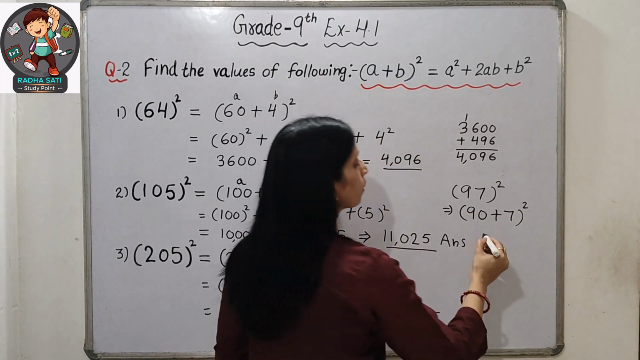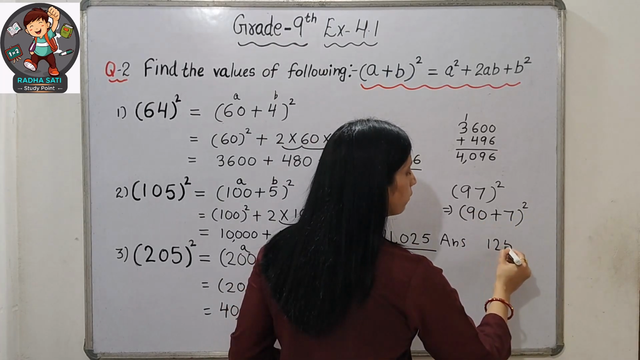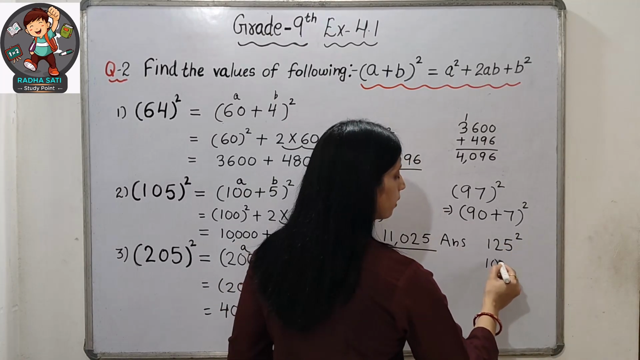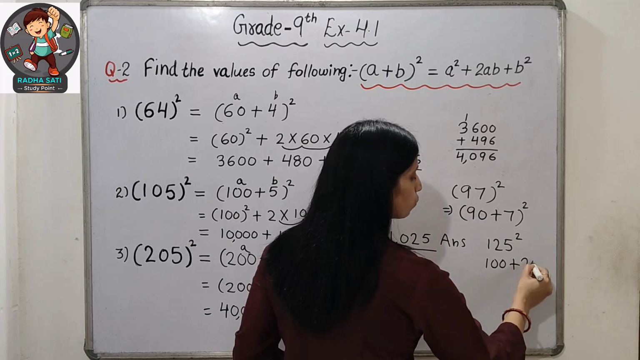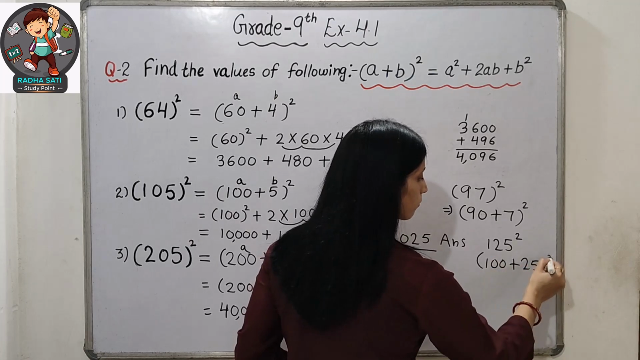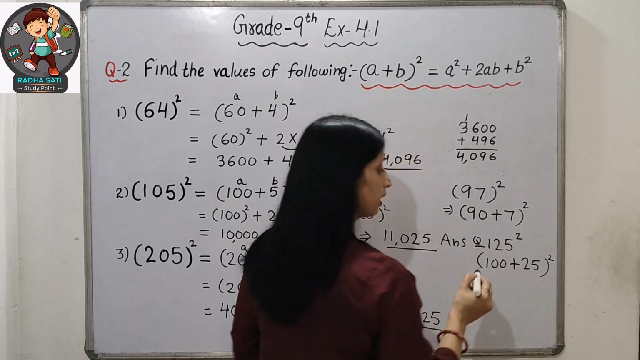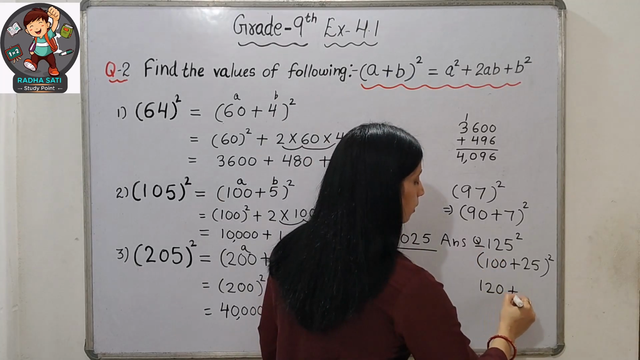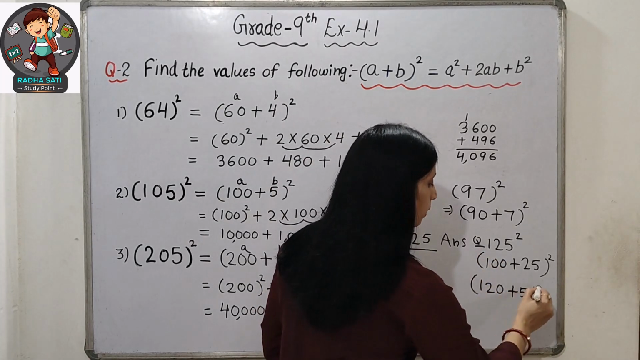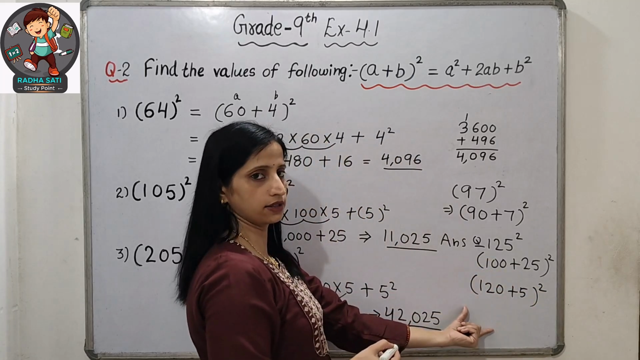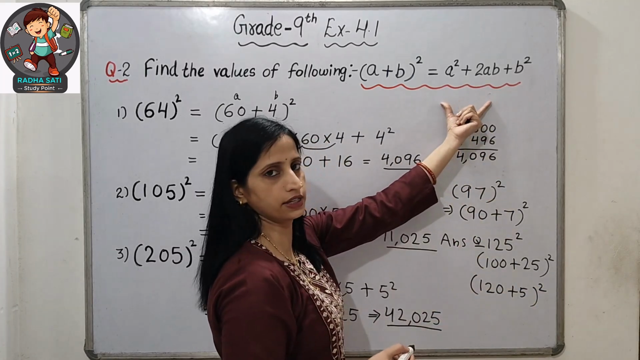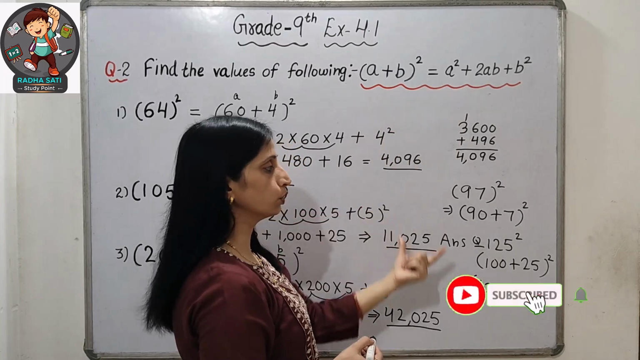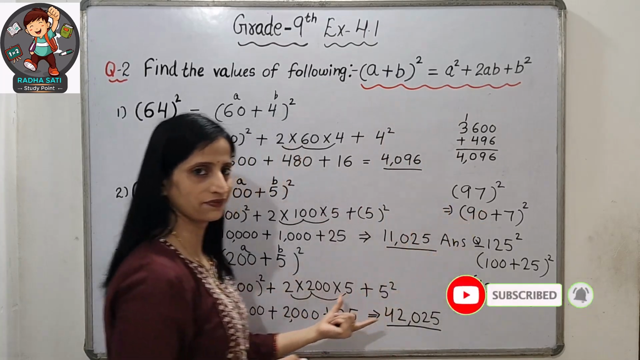Suppose the question is 125 square. So how can you break this? Again 100 plus 25 whole square. Or there is one more way. There are many ways. Or you can write 120 plus 5 whole square. So by both ways you will get the same answer if you use the correct identity. So just learn the identity and learn how to use the identity in the given questions.